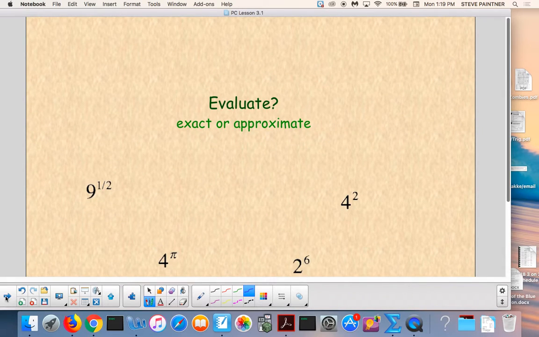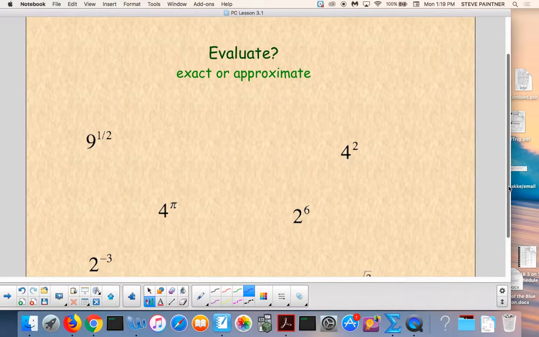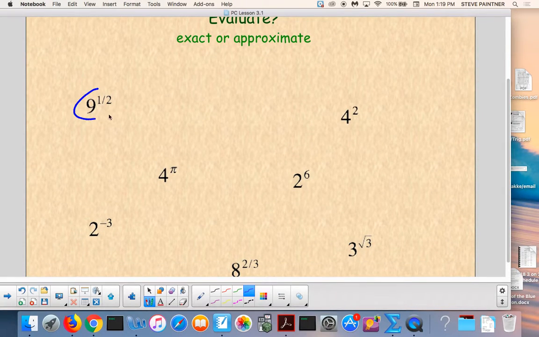Okay, let's get some practice. How do I raise things to powers of whatever? Well, some of these you can do without a calculator. Pick the ones you can do without a calculator. 9 to the 1/2. Okay, that's good. What else can you do? 4 squared. Good. What else? 4 squared is 2 to the 6. What else? 8 to the 2/3. What else?